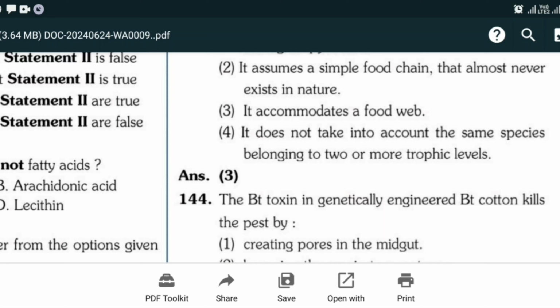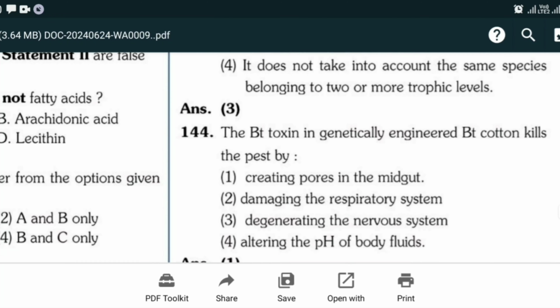Then it does not take into account the same species belonging to 2 or more trophic levels. So this is also a limitation. So here the correct option is third option.